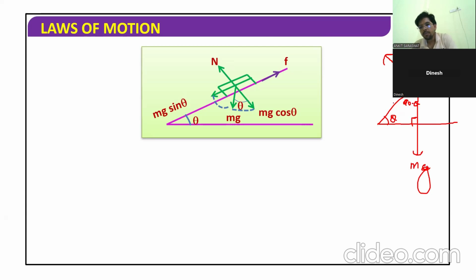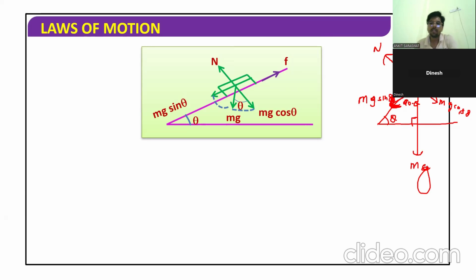One component of mg will be mg cos 90 minus theta, which is mg sin theta. And one component will be mg cos theta. This is normal. So mg sin theta is responsible for this block to go down. And there is one friction, which will be like this.